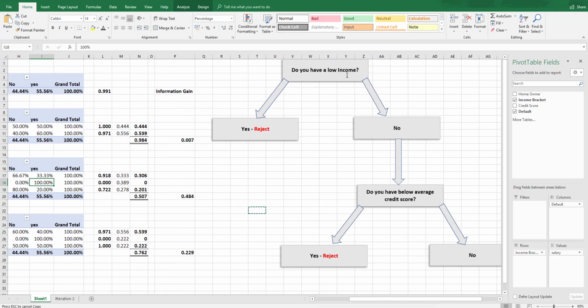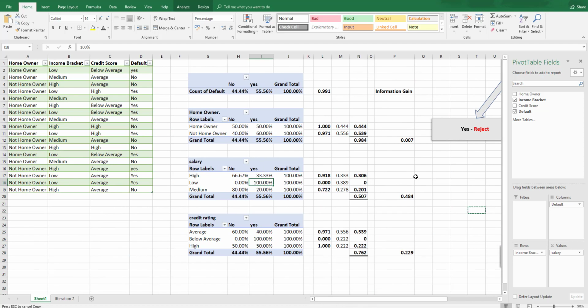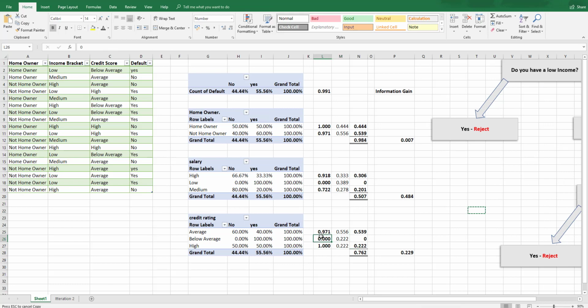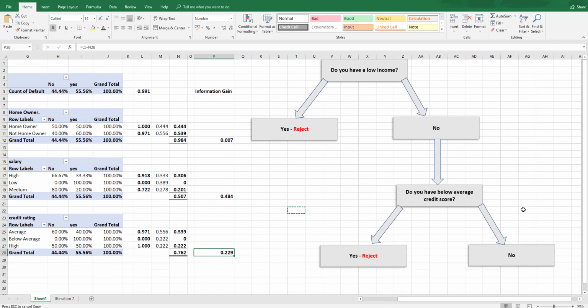So we can see here, do you have a low income? If it's yes, we're going to reject it. If it's no, we're going to move on to the next question. Now we can also see quickly here that our credit rating, if somebody has a below average credit rating, they tend to default on the loan all of the time, and we have an entropy here of 0 as well. Now this would be our next question, as the information gain on this one is lower than this one, but we have this 0.